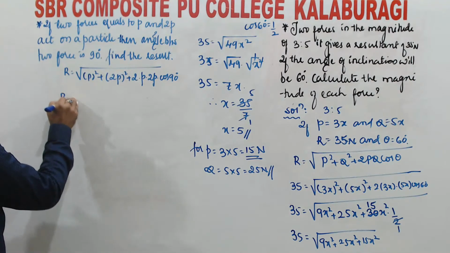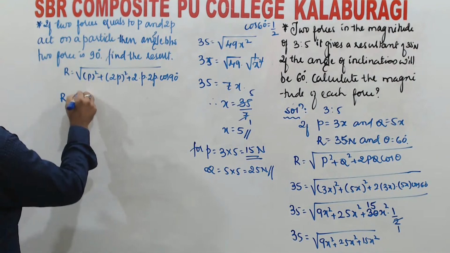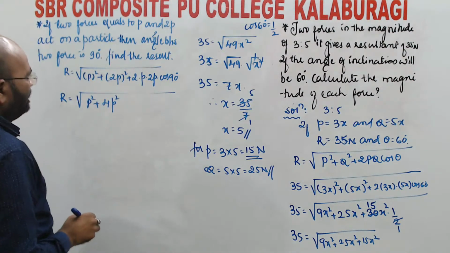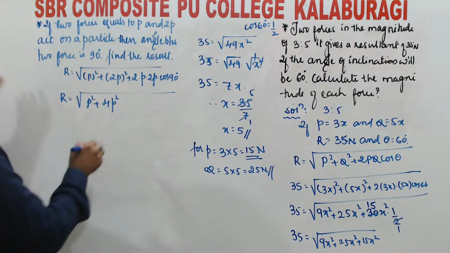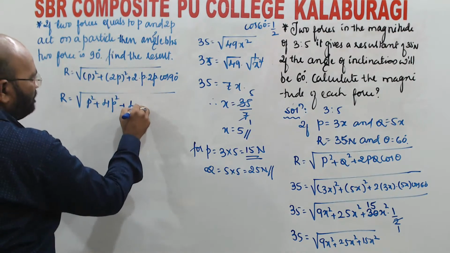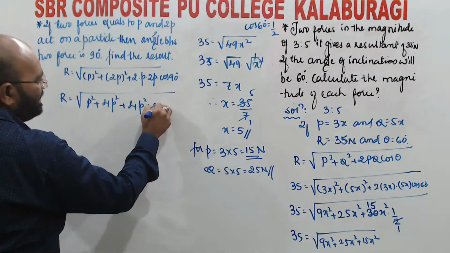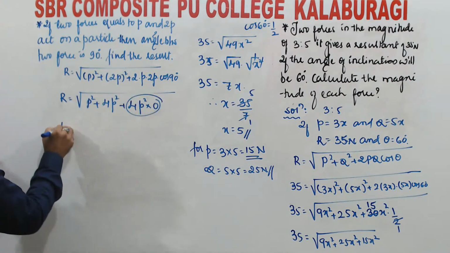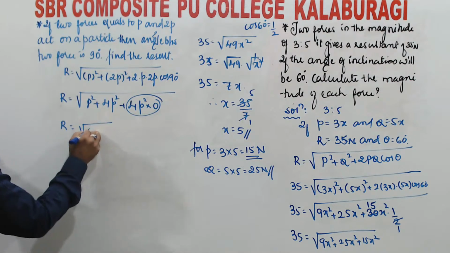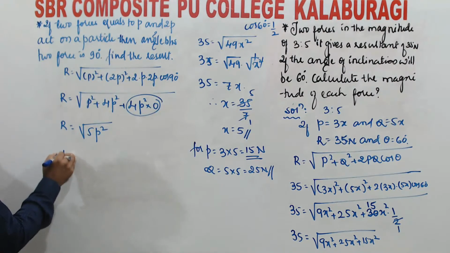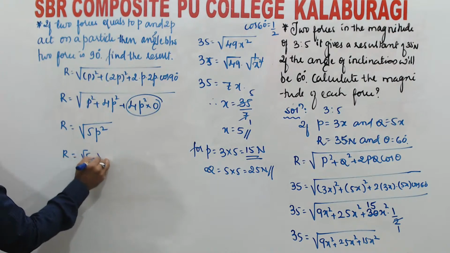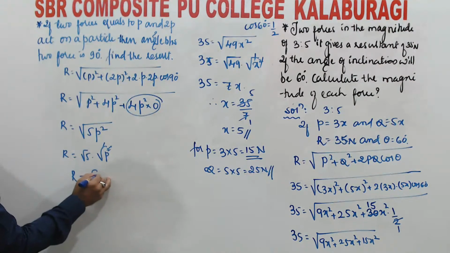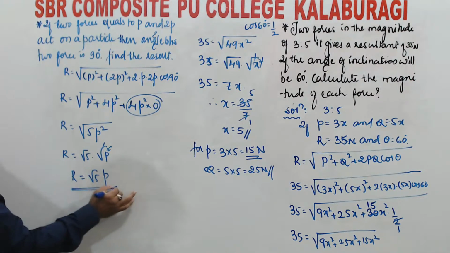Therefore, the resultant R is equal to the square root of P square plus 4P square, since 2 twos are 4, plus 2 times 2 is 4, P into P square into cos 90, which is 0. Therefore, 0 into anything we get 0. So the resultant R is equal to the square root of 5P square. Then R is equal to root 5 times the square root of P square. The square and root will be cancelled. The resultant R is equal to root 5 times P. This is the resultant.